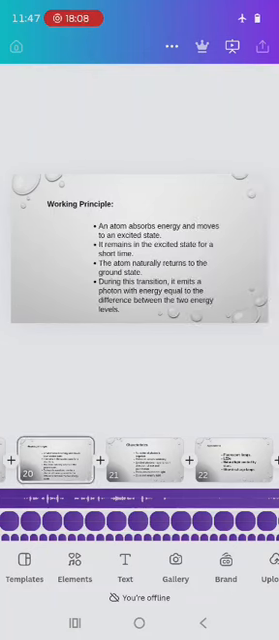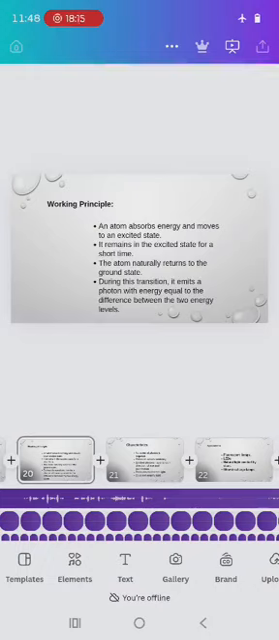Spontaneous emission. What is spontaneous emission? There is no need of any external stimulating force. Spontaneous emission is a process in which an excited atom or molecule returns to a lower energy state by emitting a photon without any external stimulation.